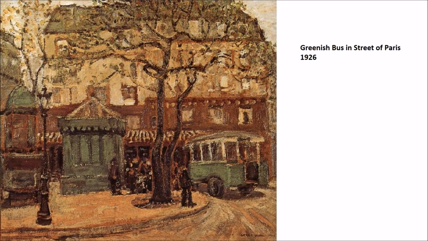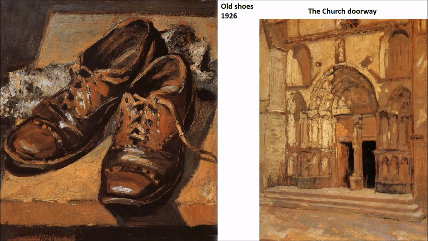Greenest Brush in the Street of Paris is again very much in the style of Van Gogh, in my mind at least. This thick building up of texture on the surface, and again this impressionism. And when we look at these two, the Old Shoes is very much a copy almost of a Van Gogh type of situation, and the church doorway is very much an imitation of Monet, if you will.